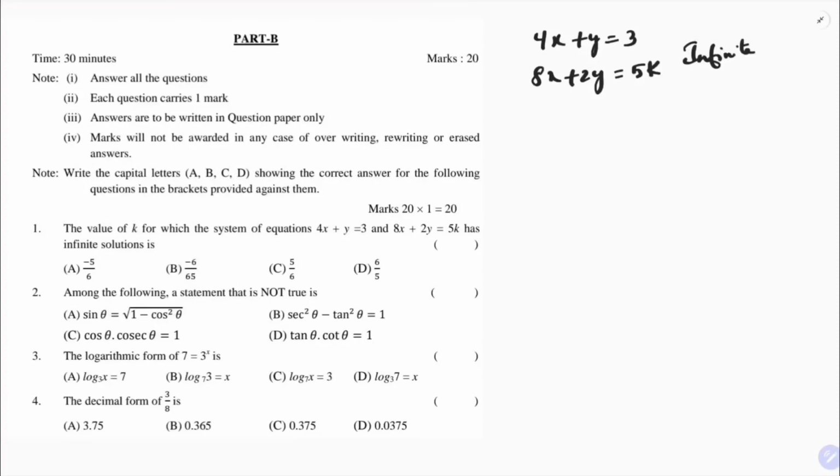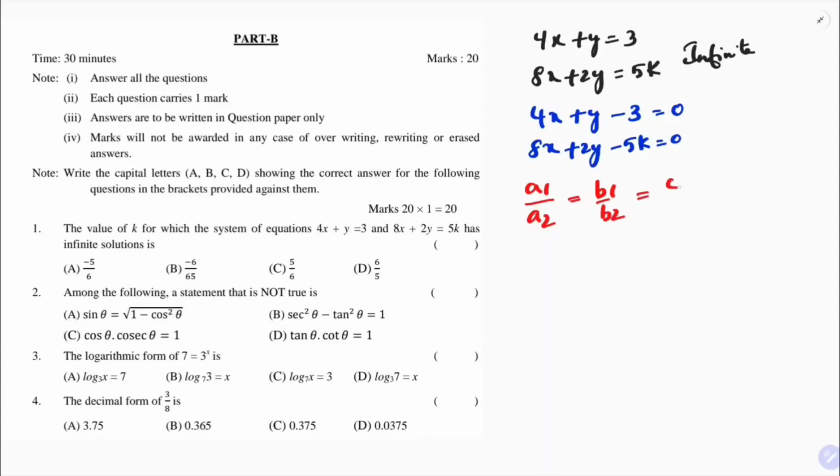So the condition for infinite solutions is, before writing the condition, write the equations in standard form. That is 4x plus y minus 3 equals 0 and 8x plus 2y minus 5k equals 0. Now the condition is a1 by a2 equals b1 by b2, and if it is equal to c1 by c2, the lines are coincident and they have infinite solutions.